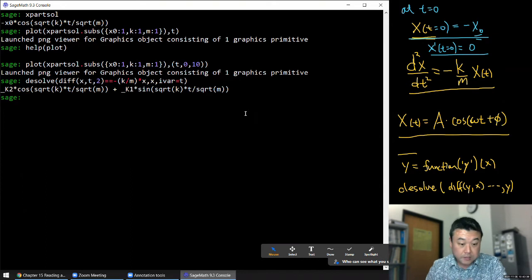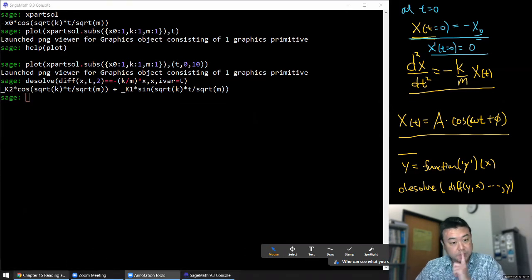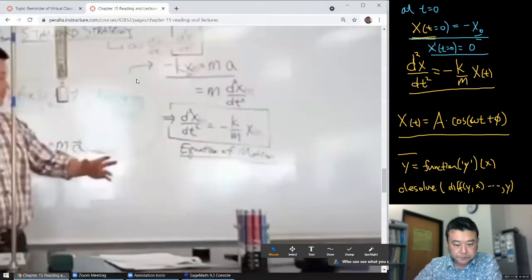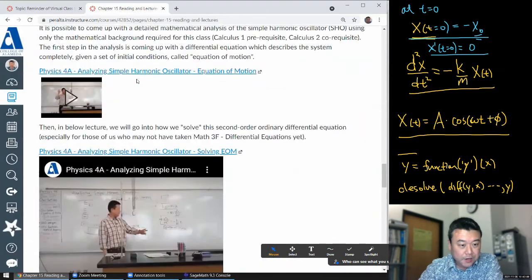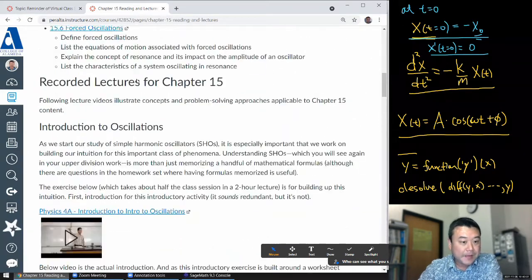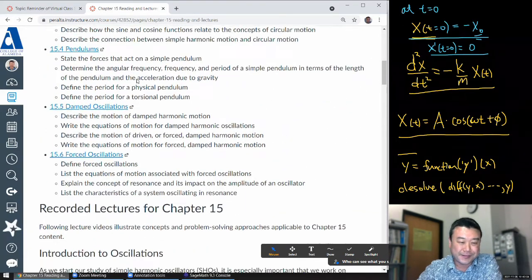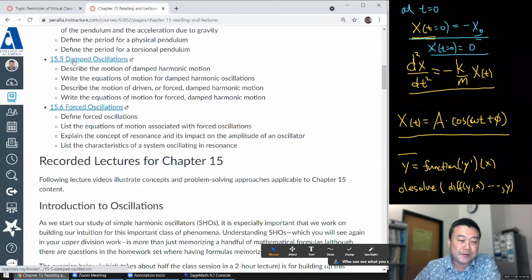That's one advantage. There's a second advantage, which is that with this tool, we can now do things that we couldn't do. And at this stage, even just guessing a solution would have been too hard. Let me show you what I mean. Your textbook actually covers this, which we kind of skip because we don't have tools to deal with it. It's sections 15.5 and 15.6. Forced oscillation might be a little bit more tricky. I'll leave that for another time.